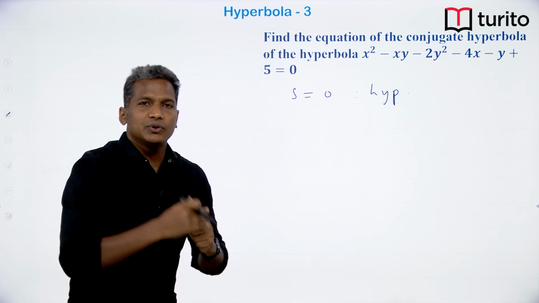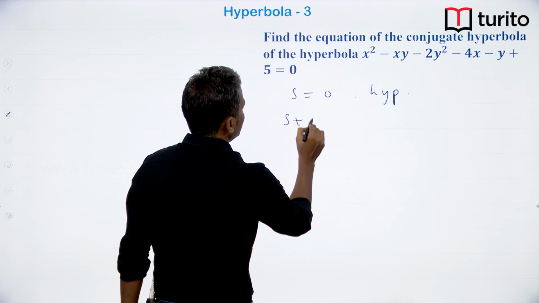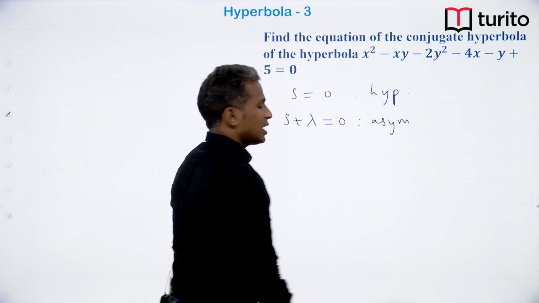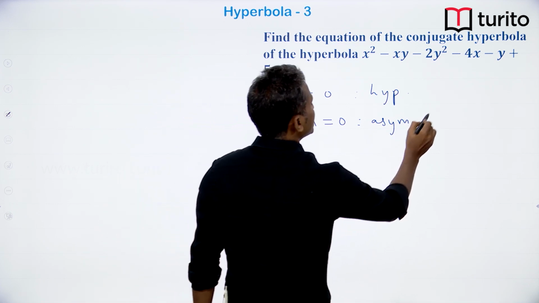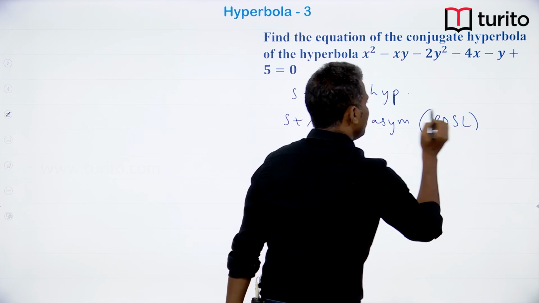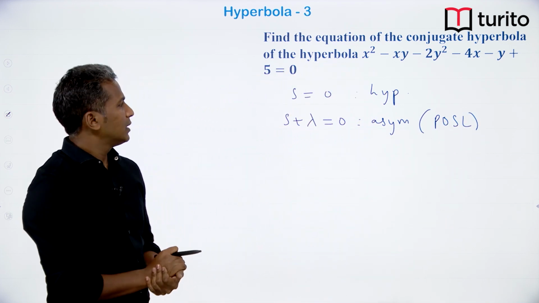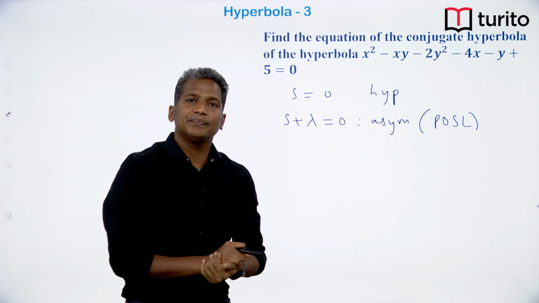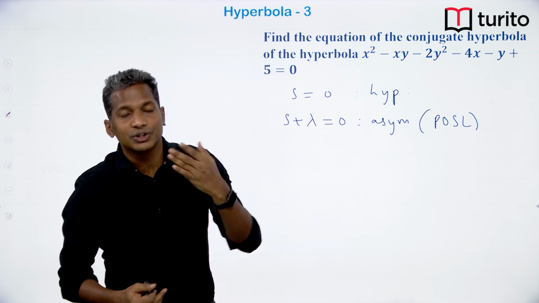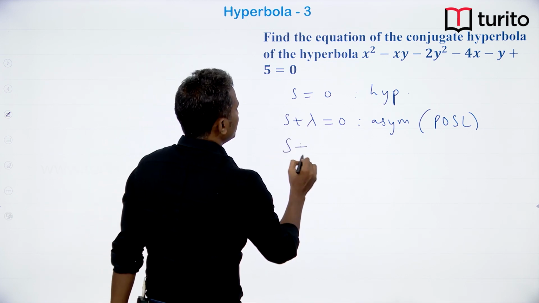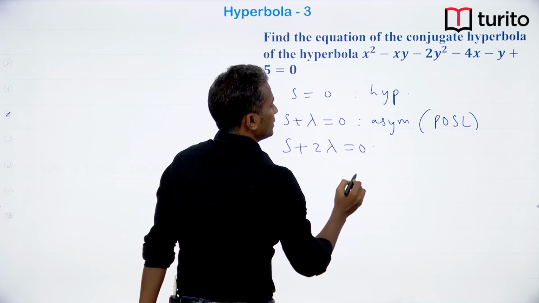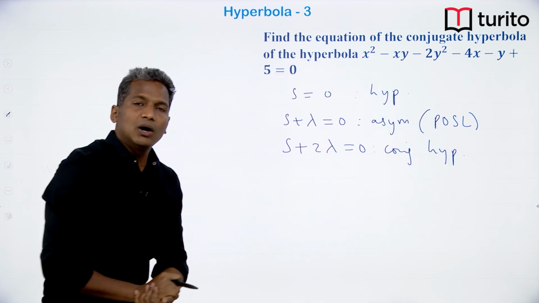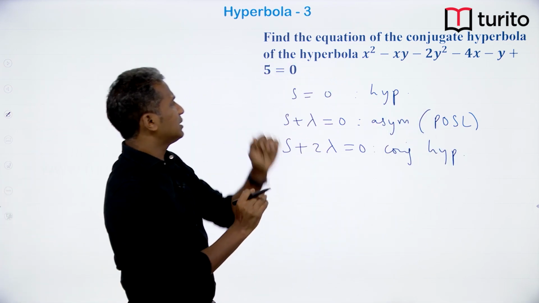Now, to get the asymptotes, what do we do? We put S plus lambda equal to 0. This must give me the equation of asymptotes, but this equation is going to be in POSL form, that means pair of straight lines form. So, applying the condition for POSL, I can get the value of lambda, and then to get the conjugate, what do we have to do? We have to do S plus 2 lambda. This will give me the conjugate hyperbola. Now, how do we get lambda? Let us get lambda directly from here.